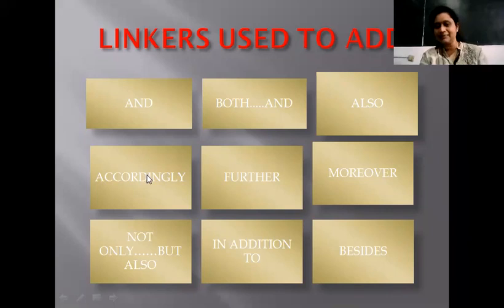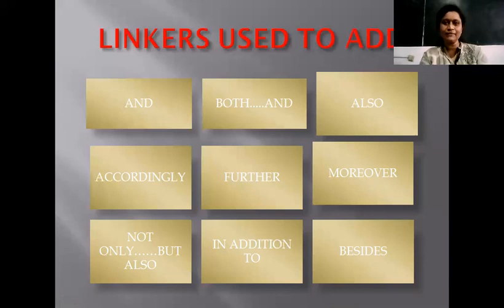In the same way, accordingly is there, further is there, moreover is there, not only but also is there, in addition to is there, besides is also there. This we have learned in our first PU, the difference between beside and besides. Beside means next to, besides means in addition to. In addition to mangoes, I love apples also, like that. Or besides learning English, I also learn business studies. So besides is also a word, or a linker, used to add. Okay, so I hope this is clear.